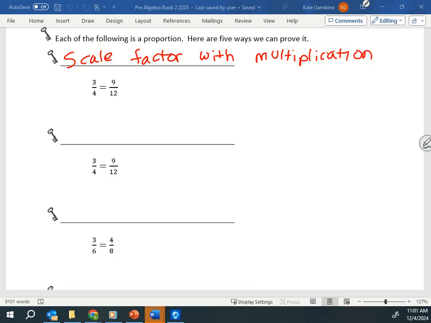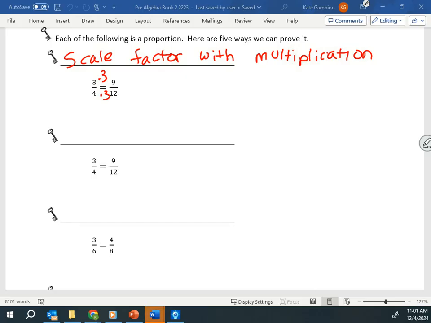So how did we go from 3/4 to 9/12? What was the scale factor that we multiplied by? Vivi? Say it louder. Times 3. So our scale factor was those 3's. That's one of the easy ones. We've worked with those scale factors, right? We know how to multiply up.